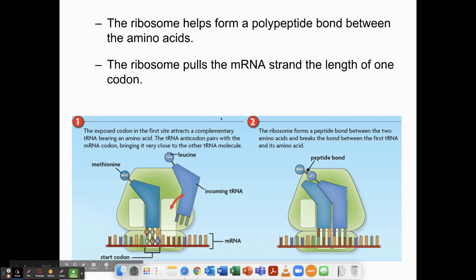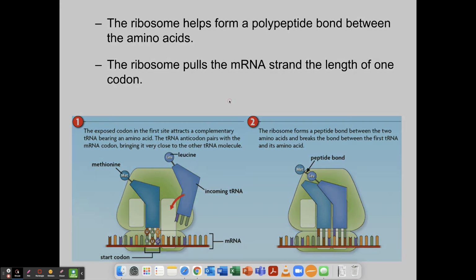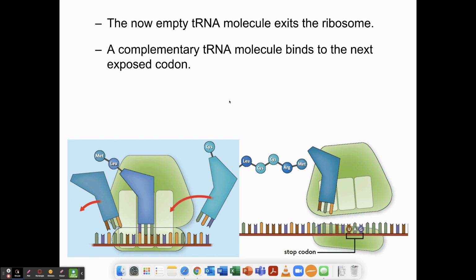So like we said, the ribosome helps form the polypeptide bond between the amino acids. The ribosome pulls the mRNA strand the length of 1 codon. Now the empty tRNA molecule exits the ribosome, and then the complementary tRNA molecule binds to the next exposed codon. So one's leaving, one's holding, and one's entering, as we see here. So this one here is leaving, this one's staying, and this tRNA is going to enter. So that's our EPA site.